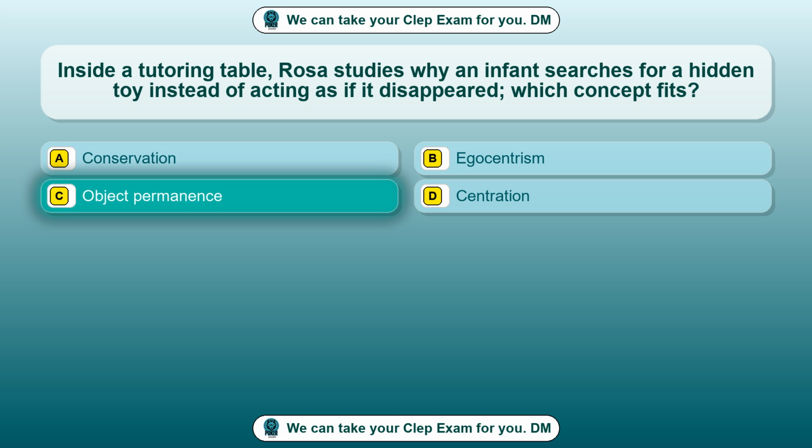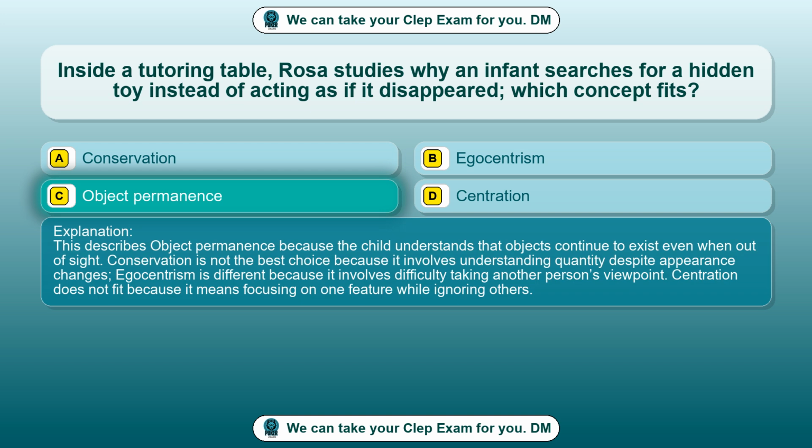The correct answer is option C, object permanence. This describes object permanence because the child understands that objects continue to exist even when out of sight. Conservation is not the best choice because it involves understanding quantity despite appearance changes. Egocentrism is different because it involves difficulty taking another person's viewpoint. Centration does not fit because it means focusing on one feature while ignoring others.